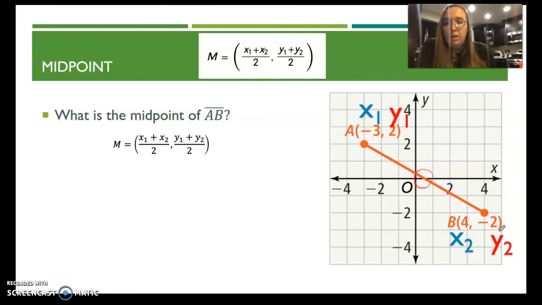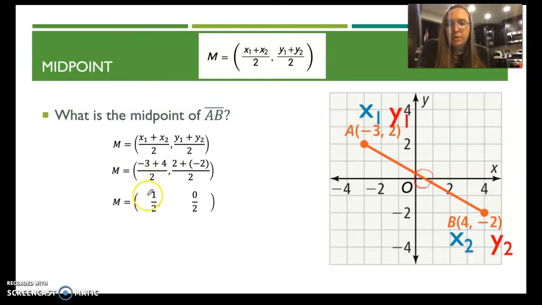Here I go. So there's my formula, and this is what it looks like. (-3 plus 4) divided by 2, comma, (2 plus -2) divided by 2. This is an ordered pair, so I'm just going to leave it as an ordered pair so I don't forget that that's what I'm working on. I'm finding an ordered pair. So now all I need to do is simplify. Going back to our algebra skills, we're just going to simplify down.